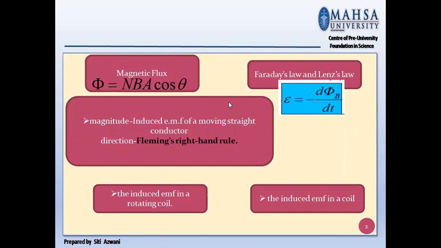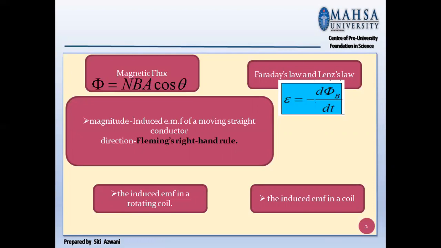Next, how to induce EMF when you have a moving straight conductor. You have a formula to calculate the magnitude of the induced EMF of a moving straight conductor, and to show the direction you need to apply Fleming's right hand rule. Other than that, you have the induced EMF in a rotating coil and the induced EMF in a coil. So let's look at the tutorial questions with the answers.